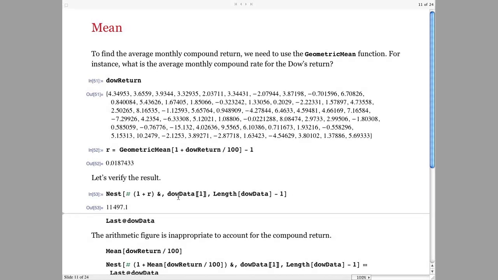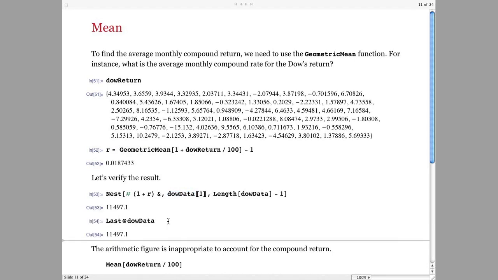Here we're using the nest command to compound this particular return upon the Dow data from the first one to the last one. Here we asked for the last Dow data. Notice these results agree. The arithmetic figure is inappropriate.